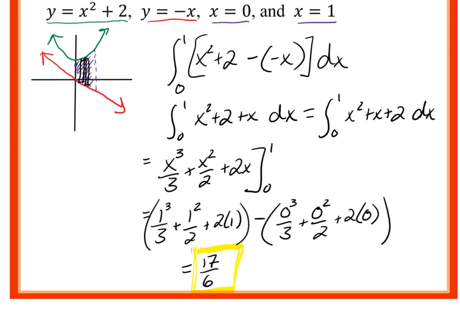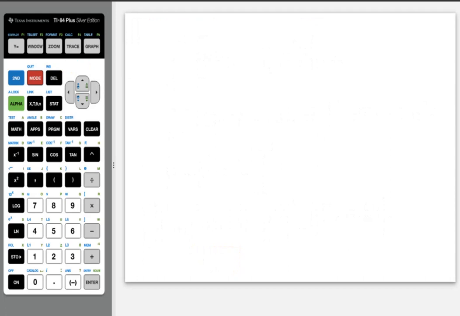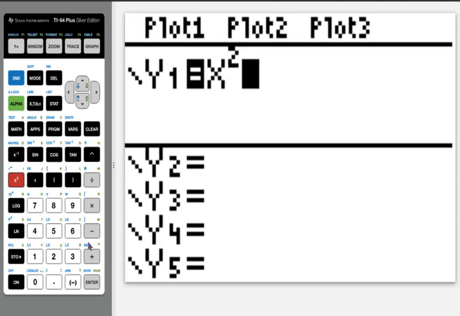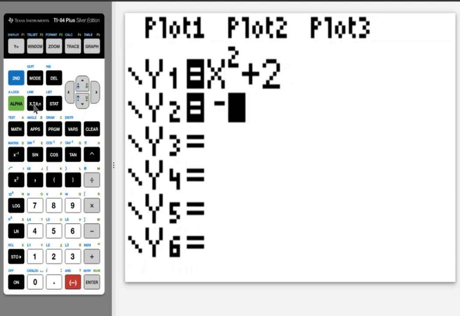Let's go to your TI-84 calculator. I'm going to show you how you can do a definite integral in the TI-84 calculator. First thing I'm going to do is go into y equals, and type those two functions that we just graphed. So x squared plus 2 in y1, and in y2, negative x. And we can look at the graph.